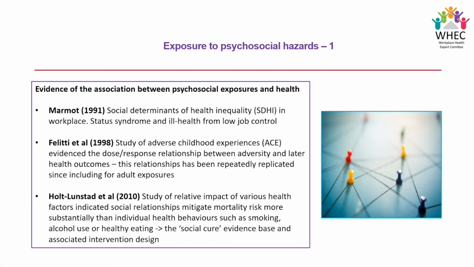This study indicated that social relationships, social support and social cohesion had a more substantial impact on mortality risk than individual health behaviours such as smoking, alcohol use or healthy eating. And it's important to understand the growing recognition of the importance of social relationships on all other behaviours, as is evidenced in the social cure approach that's developed since then.